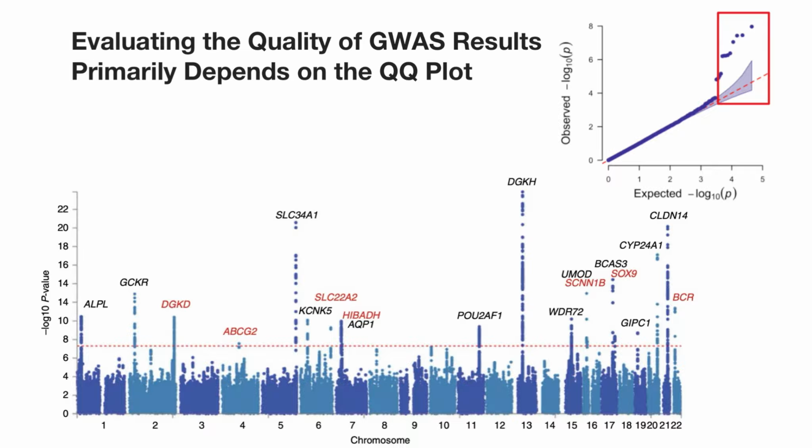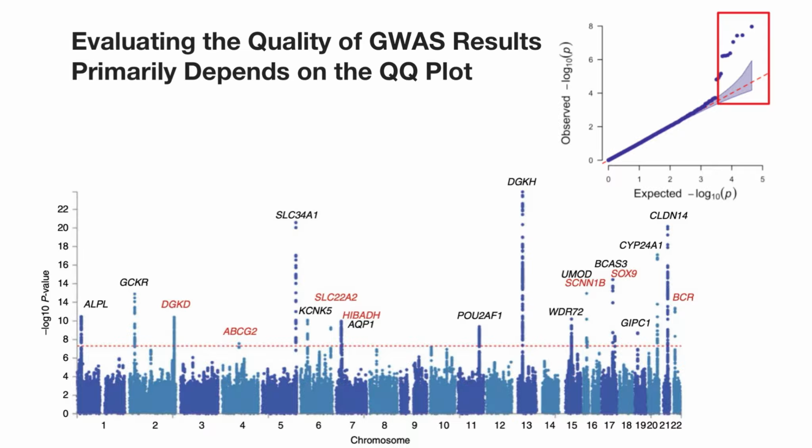What we have to pay attention to here is the tail, which is shown in the red box. Notice how the dots at the far right on this image curve sharply upward and away from the red line. This is exactly what you want to see. This tail represents the true genetic signals, the skyscrapers on this Manhattan plot. It means that these SNPs are much more significant than what would happen by random chance only.